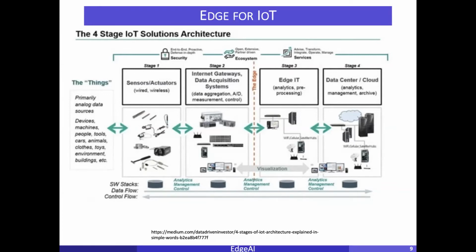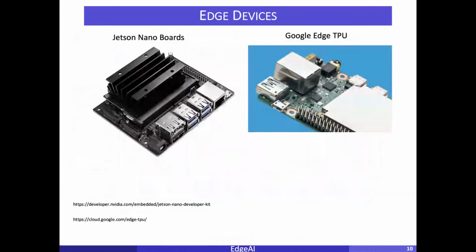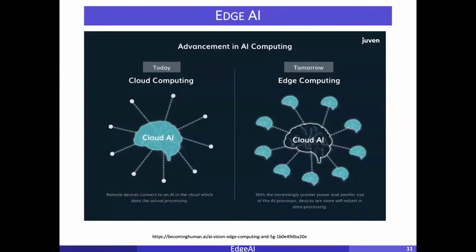And then the future edge. So these are simple examples of edge devices. Like the left one, this is a Jetson Nano board, where you can deploy your machine learning models using TensorFlow or RT. And then we have a Google Edge TPU. So basically it is a tensor processing unit, and these two devices are predominantly used for deploying machine learning models.